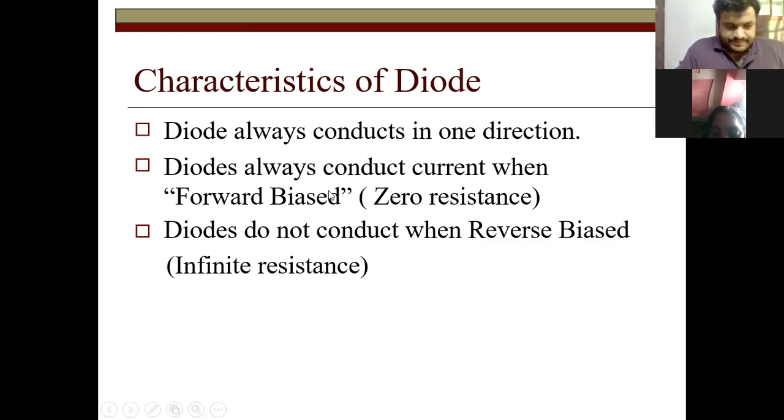Diodes always conduct in one direction. Diodes always conduct current when forward biased, zero resistance. Diodes do not conduct when reverse biased, infinite resistance. Yes, now it is clear.